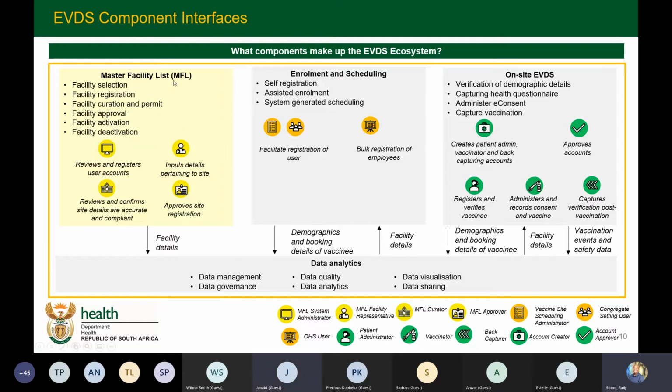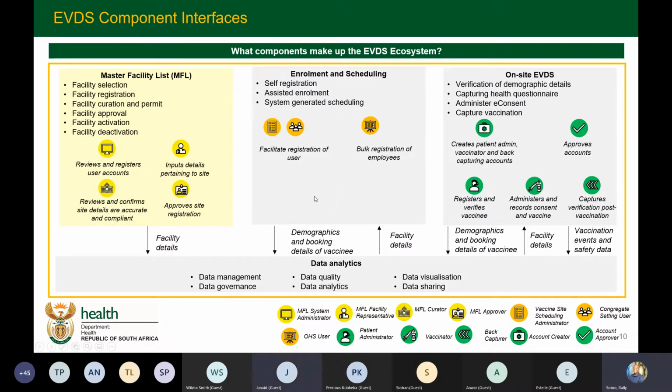So as you can see here, the master facility list, which contains all the details of the vaccine site itself, and in the MFL, it pertains to facility selection, registration, curation and permit, approval, activation and deactivation. What the MFL component does is push the site's or the facility's details into the data analytics component, right? So the facility details would be things like its location and the operating hours as well. And these will then be pushed into the data analytics.